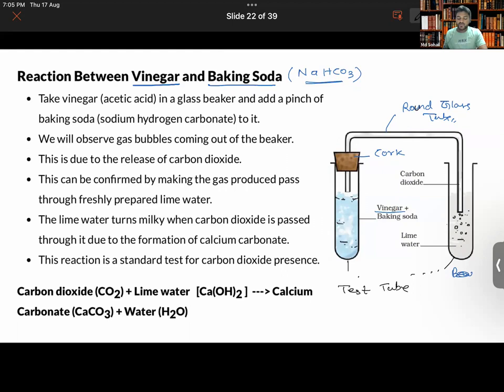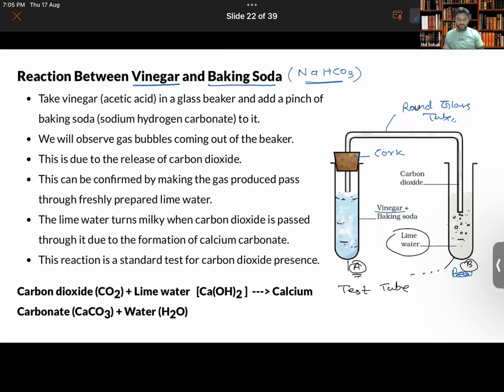So here what you will see, the bubbles that start to come out from test tube A will reach test tube B over here, and the color of the lime water will start to change. So first, come back to test tube A. It has the mixture of vinegar plus baking soda. Lime water is different. Lime water is a different thing from vinegar or baking soda.